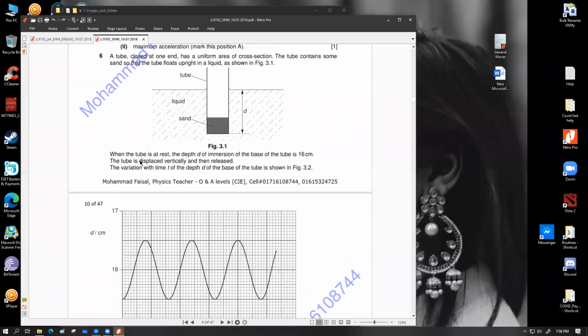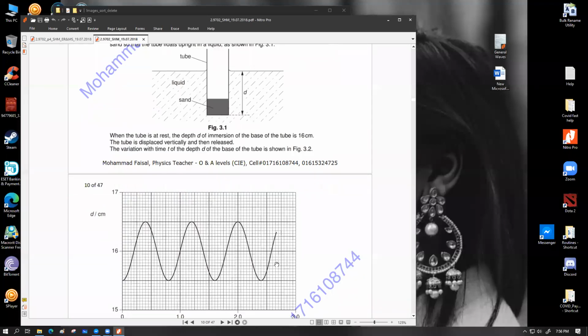It says that the tube is displaced vertically and then released. Displaced vertically in this case means we did not push the tube down. We lifted up the tube from its equilibrium position or rest position by half centimeter. You can see that for this oscillation curve, 16 centimeter is your equilibrium line. The rest position was supposed to be 16 centimeter, but it started this motion from a depth of 15.5 centimeter, which means that we did lift it up by half centimeter, then we let go, and then it was oscillating within half centimeter amplitude as shown in the figure.